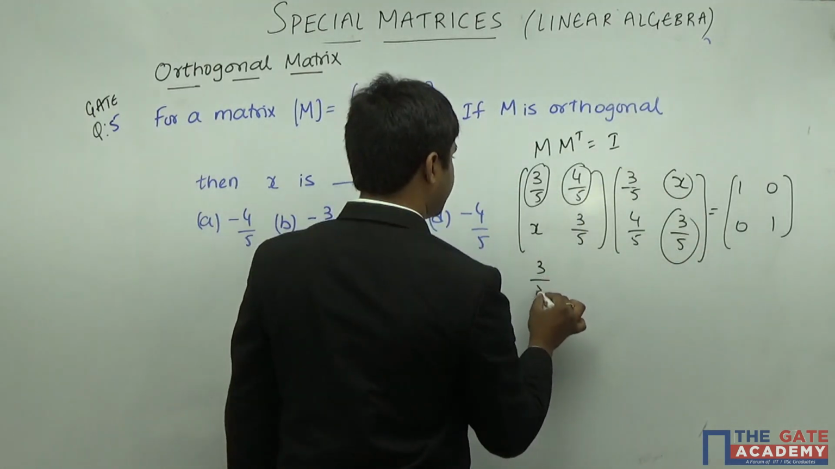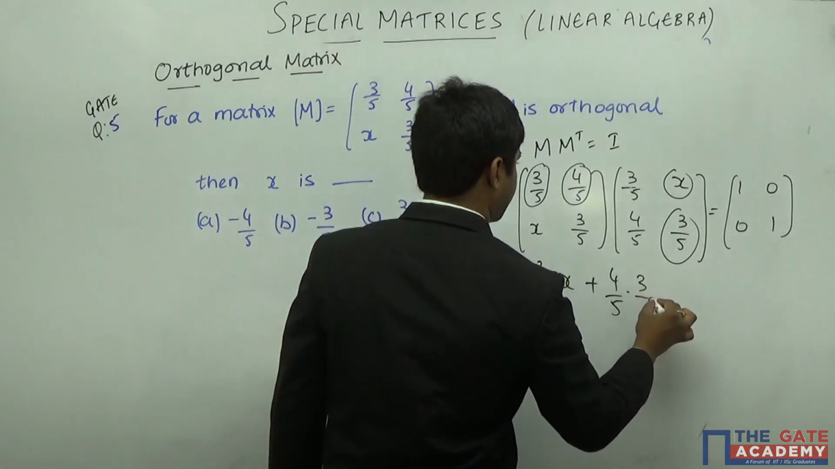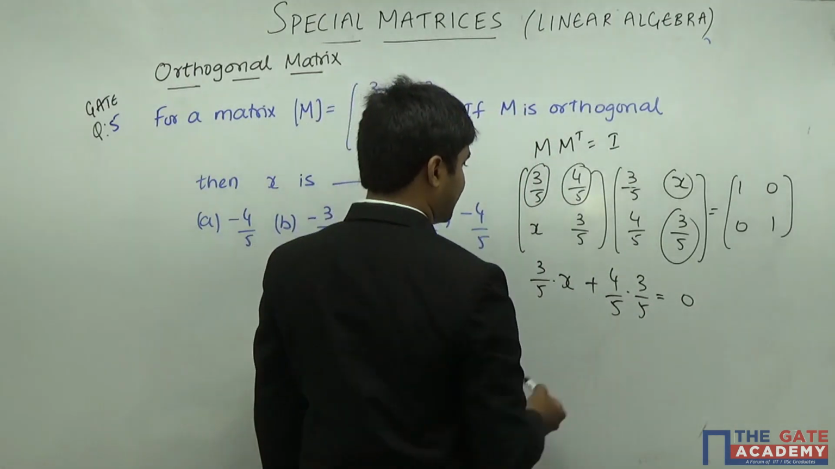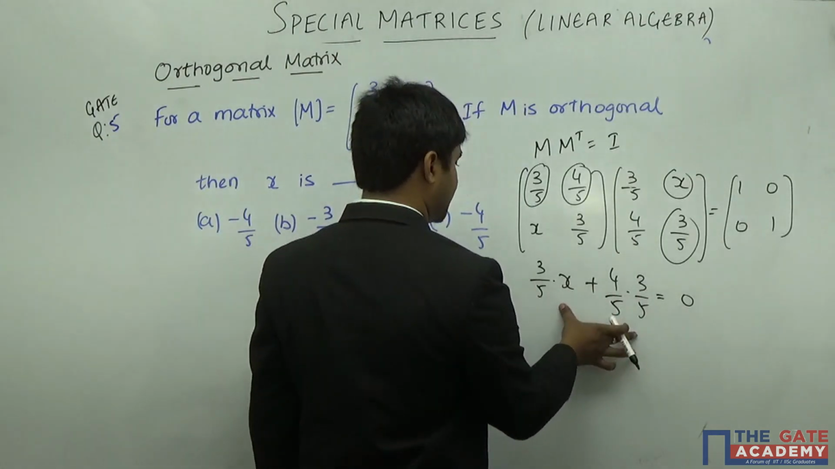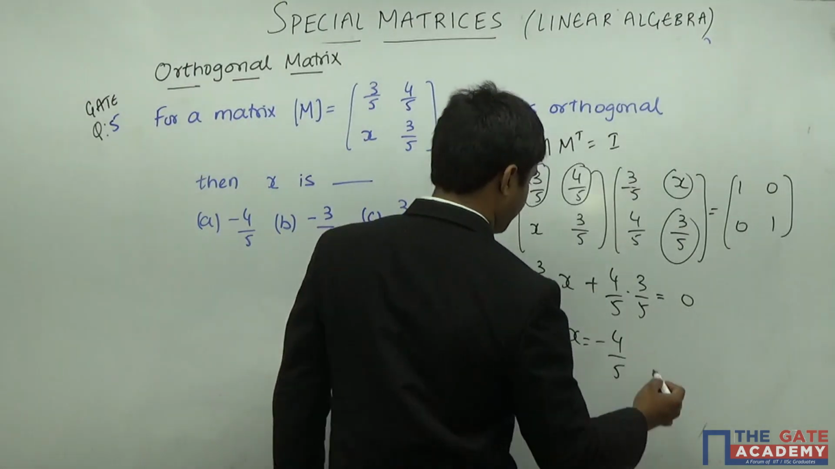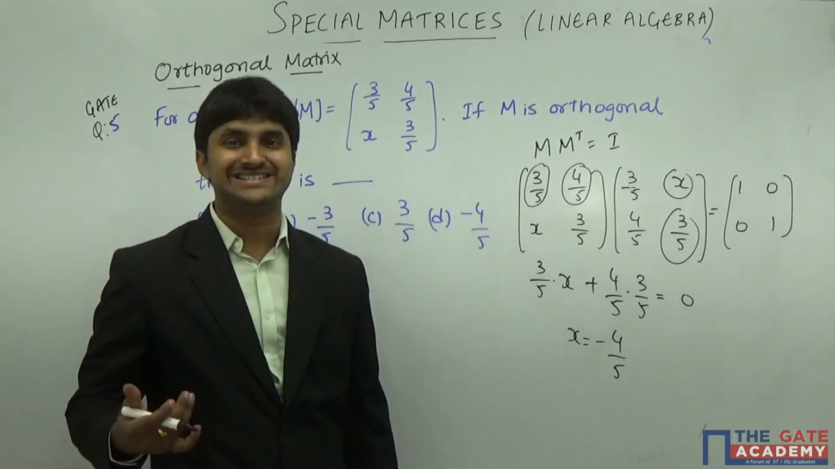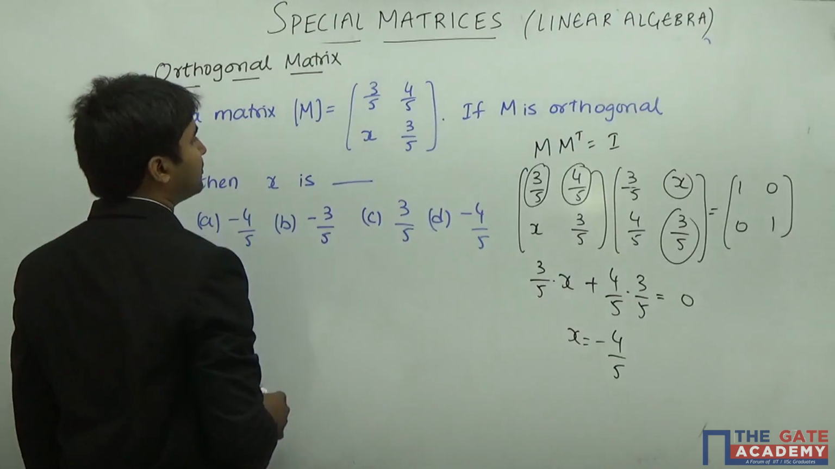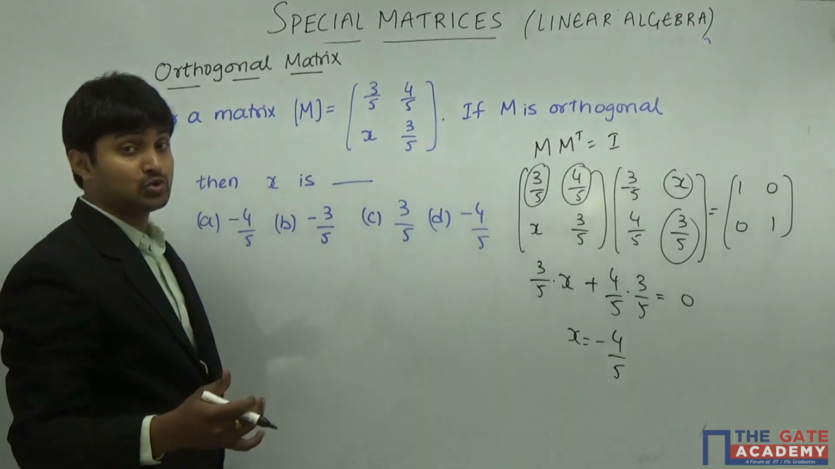So 3 by 5 into x plus 4 by 5 into 3 by 5 should be equal to 0. So it is very clear that the value of x should be equal to minus 4 by 5, because if you take 3 by 5 as common, the value of x should be equal to minus 4 by 5, which is very simple. Or you can just look at the question and say the answer, because 3 by 5, 4 by 5, x and 3 by 5, when you multiply the rows, the value should be equal to 0.